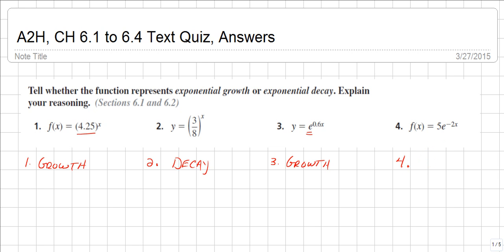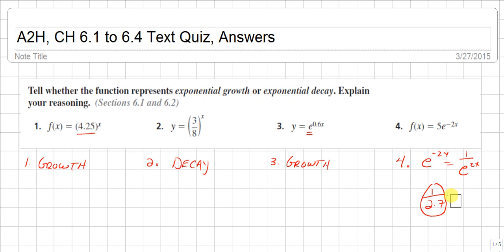Okay, so let's think about that. e to the minus 2x, that's going to be 1 all over e to the 2x. And we know that e is about 2.7. So this is really going to be 1 over about 2.7 to the 2x. So this part right here is the base. And I should have moved the exponent up a little bit.